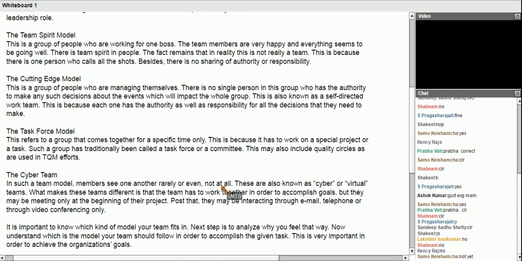Like we are having a session, it's like a virtual class. So similarly, we have virtual teams, right? In cyber models, in a cyber team, they'll just meet once in a while, at the starting of the project, and later on they have to accomplish one goal. They are together as a team but virtually. They interact through emails, telephones, or through video conferencing only. Fine. So nowadays there is a trend of this cyber model.